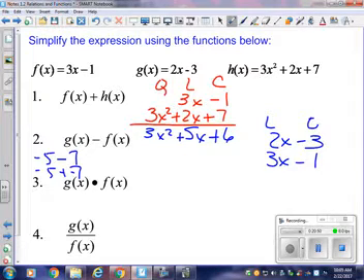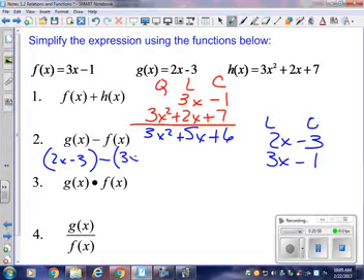Because I want you to think about it like this. If I wrote it the long way, this would be parentheses around 2x minus 3, subtract 3x minus 1. Does that problem look more familiar written like that? Isn't that what you studied in Math 1, 2, and 3?